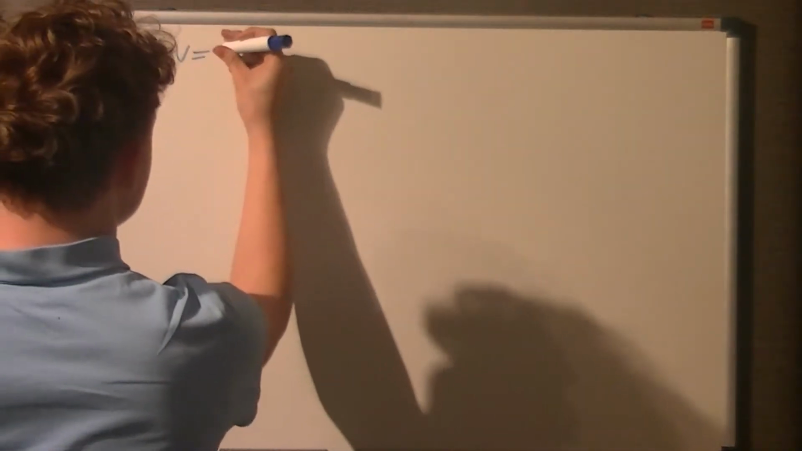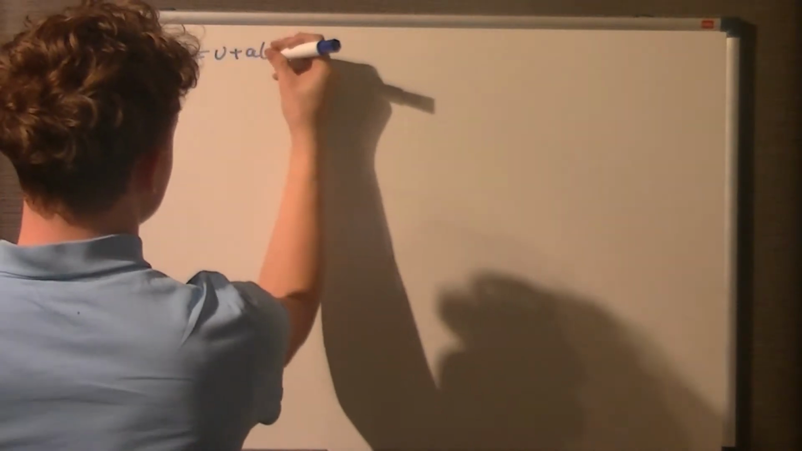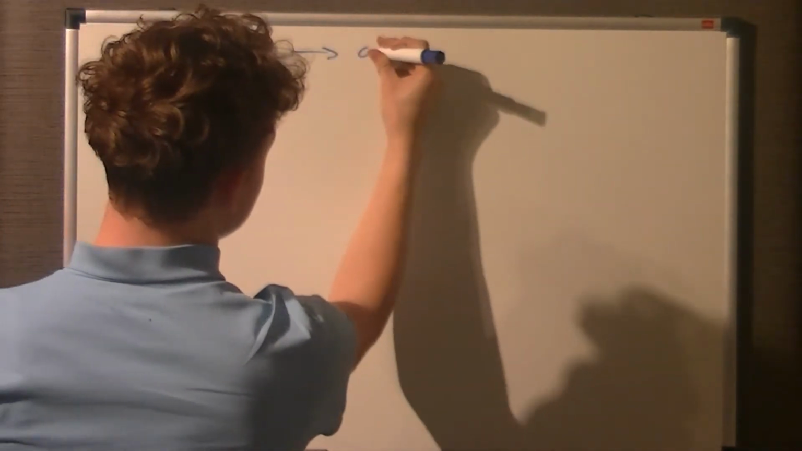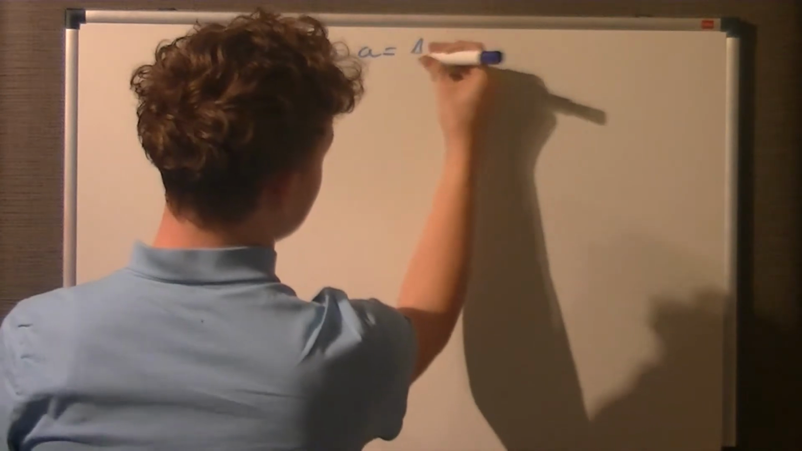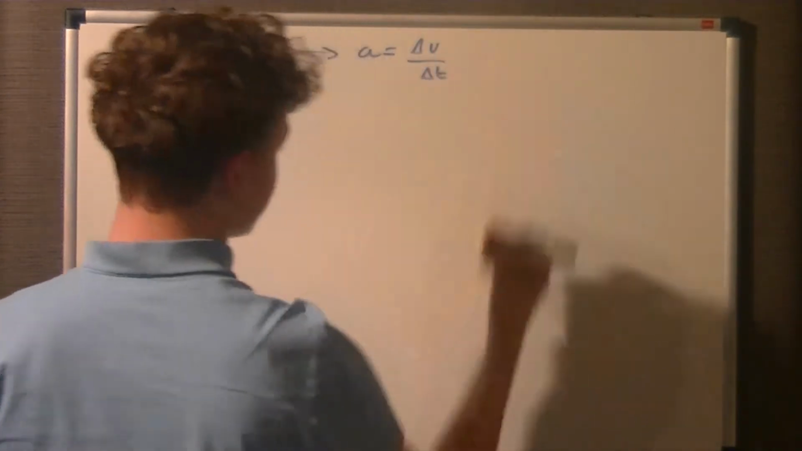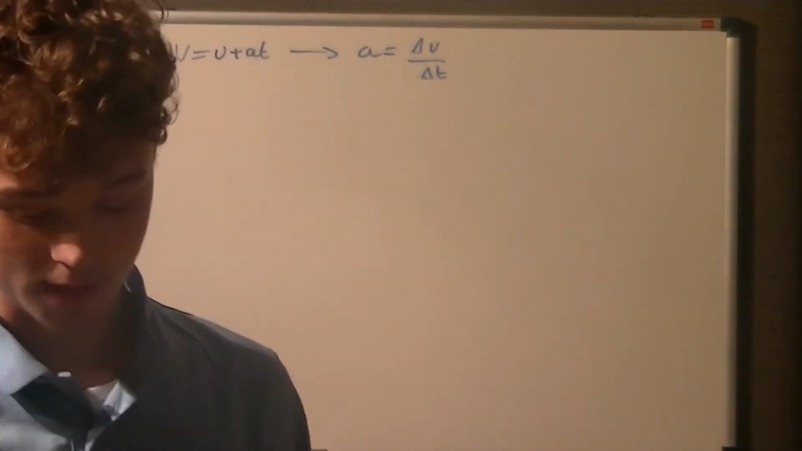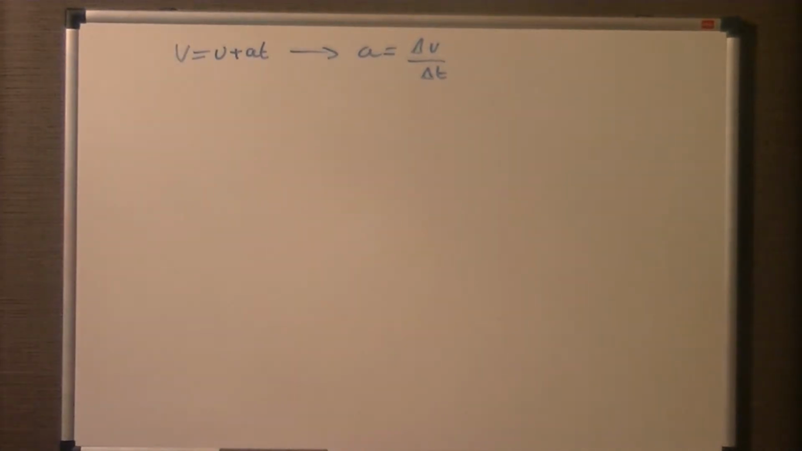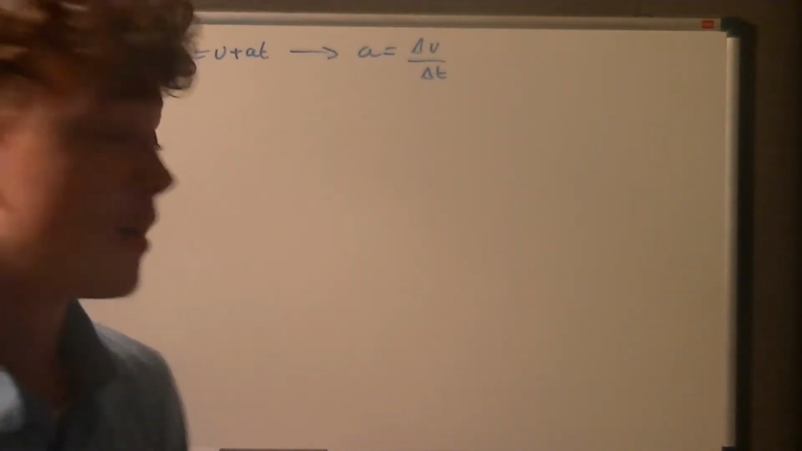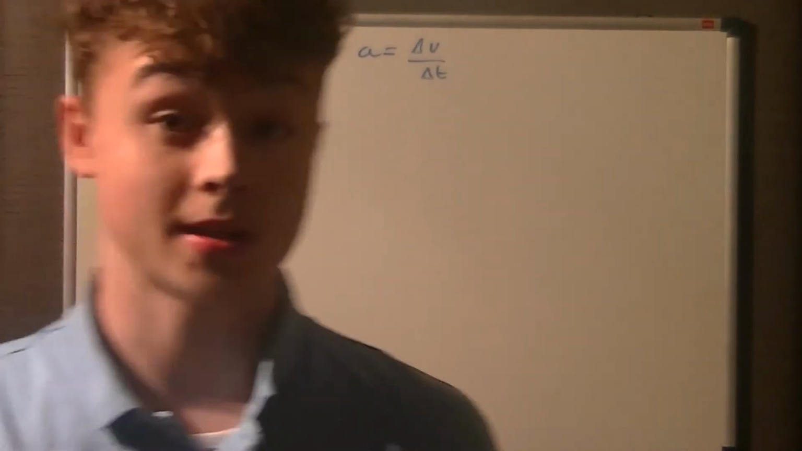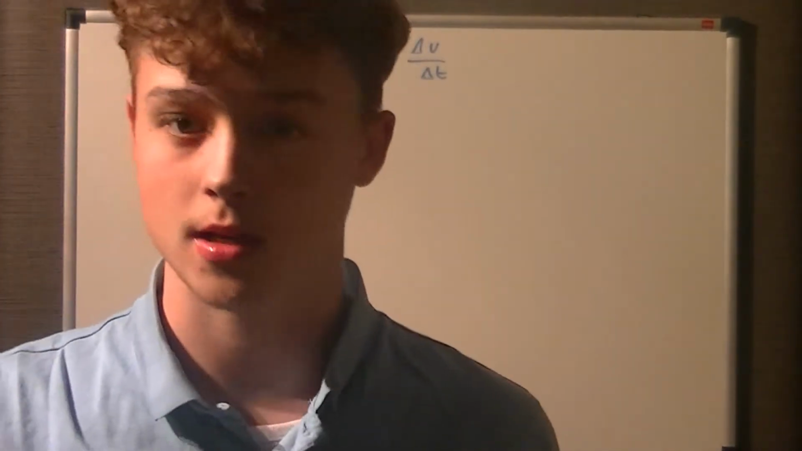So obviously you know v equals u plus at, and then we can rearrange that to get a equals delta v over delta t, and that's how you get your acceleration formula. So as I said before, the gradient of a speed-time graph is the acceleration.